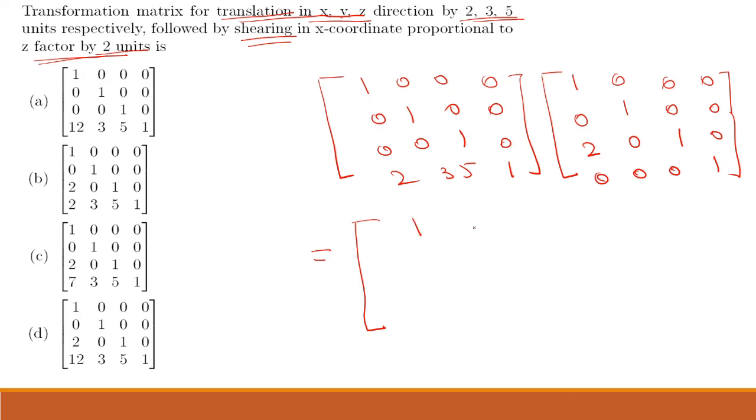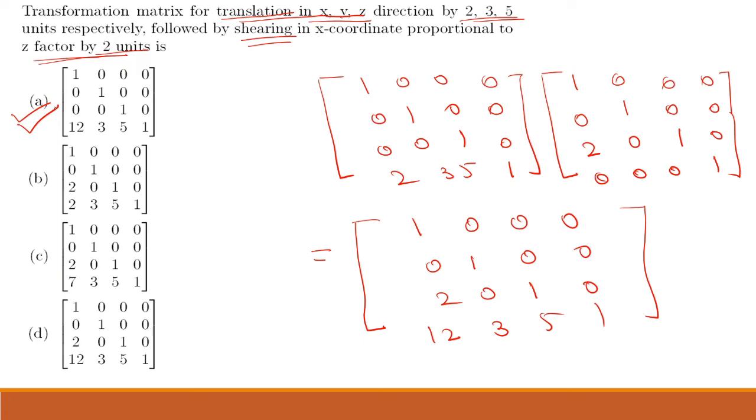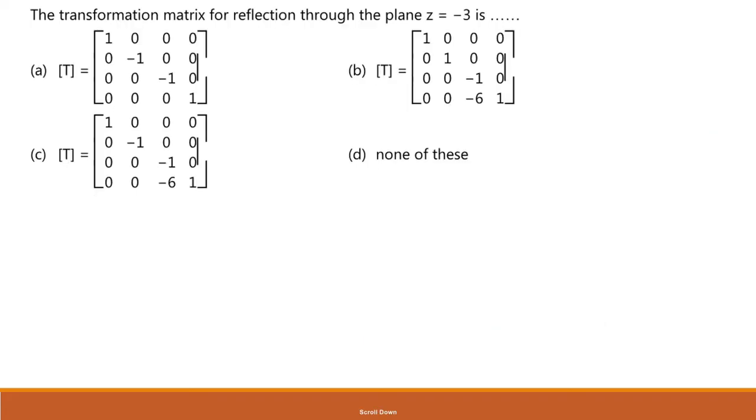That will be equal to 1, 0, 0, 0, 1, 0, 0, again 2, 0, 1, 0, and at last we get 2 plus 10, that will be 12. Then next will be 3, next 5, and at last 1. So in this way option A will be the correct option.